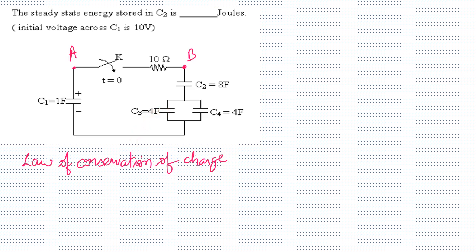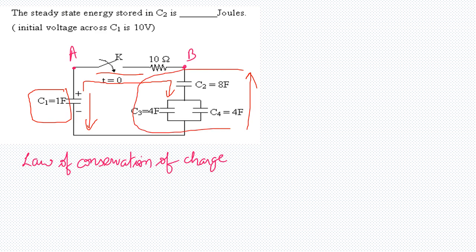Let us see intuitively what will happen. When the switch is closed, this capacitor starts discharging through this resistor across these capacitances. This capacitor's voltage will go down and the other capacitor voltages will go up, and a point will come where the voltage across this capacitor and this equivalent capacitance become equal, such that no current flows across this resistor. That is the steady state here.